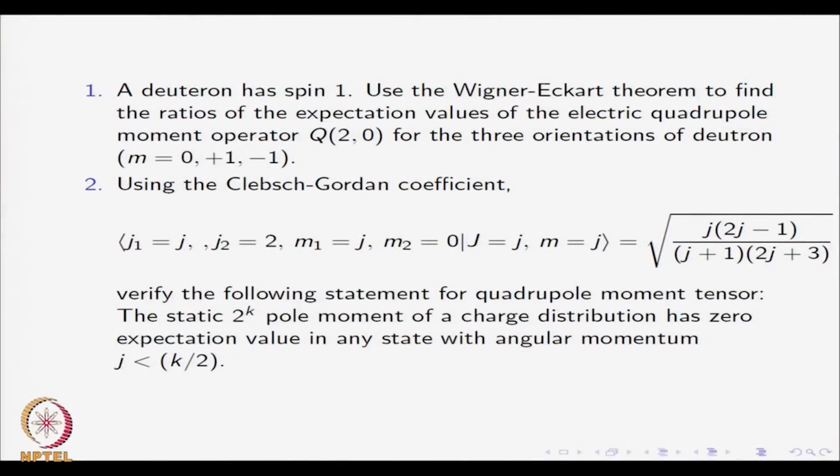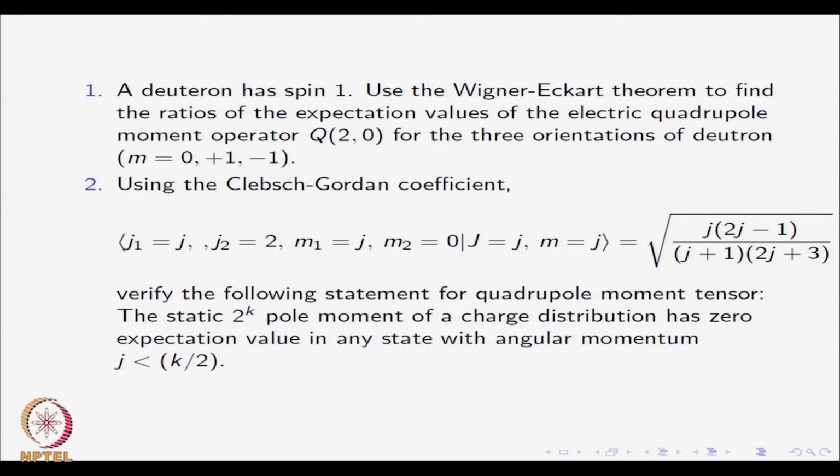So, the Wigner-Eckart theorem relates the irreducible and reducible representations, which you might have seen in the lectures. So, let us go with the first problem, which is a deuteron problem, a famous problem. The deuteron has spin 1, and use the Wigner-Eckart theorem to find the ratio of the expectation value of the electric quadrupole moment operator q 2, 0 for the 3 orientations of the deuteron.